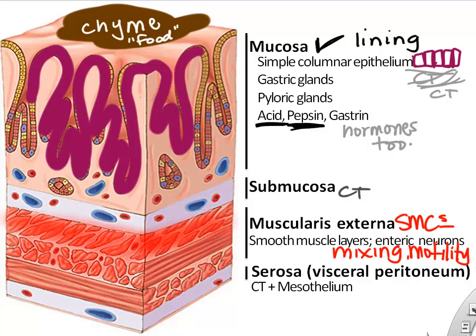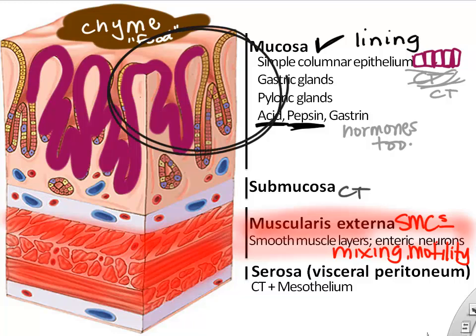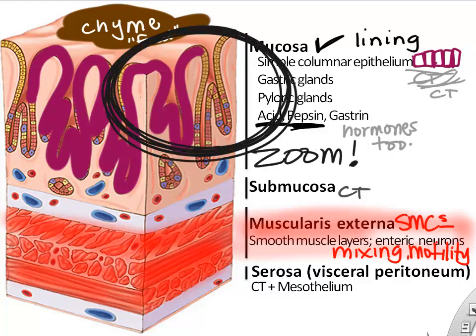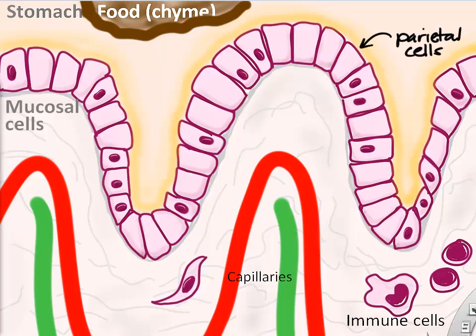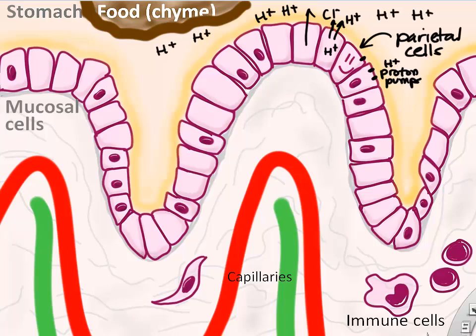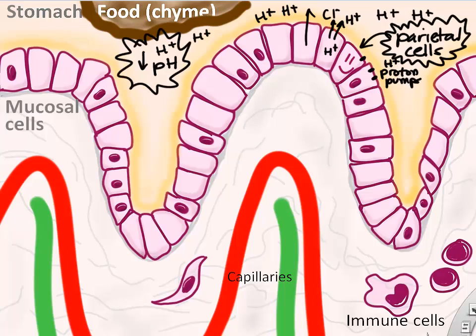And then we go to the muscularis externa in the stomach. It's actually 3 layers thick because the stomach's so strong and powerful at contracting and mixing. If we zoom in even more, we can see that simple columnar epithelium. It's just 1 cell layer thick. We have parietal cells, which have little protein pumps that can move hydrogen ions against the concentration gradient into the lumen of the stomach. And those hydrogen ions are the acid that decreases the stomach's pH, which helps a little bit in unraveling food and helping digestion.